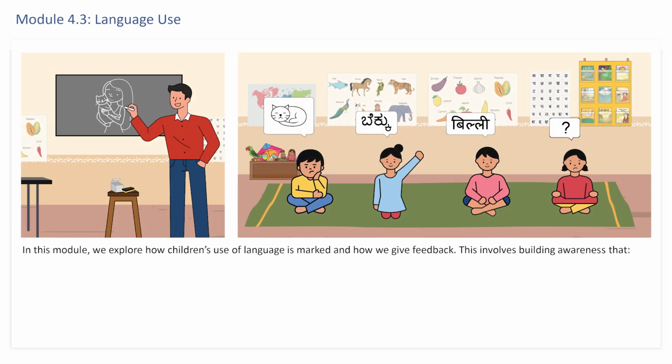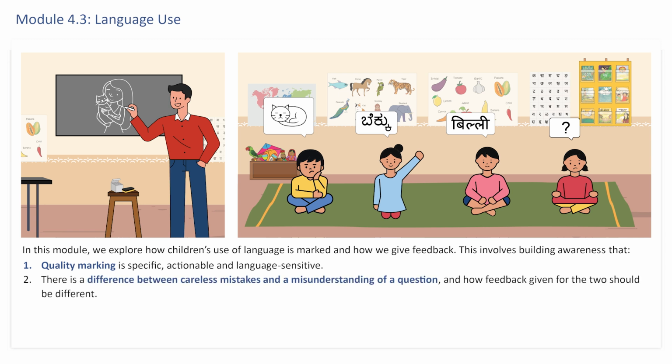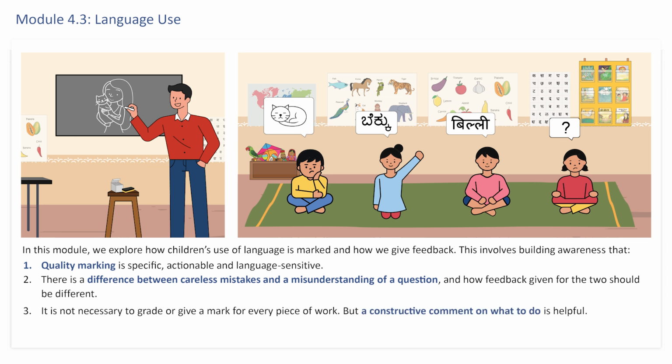In this module, we explore how children's use of language is marked and how we give feedback. This involves building awareness that quality marking is specific, actionable, and language sensitive. There is a difference between careless mistakes and a misunderstanding of a question, and how feedback given for the two should be different. It is not necessary to grade or give a mark for every piece of work, but a constructive comment on what to do is helpful.